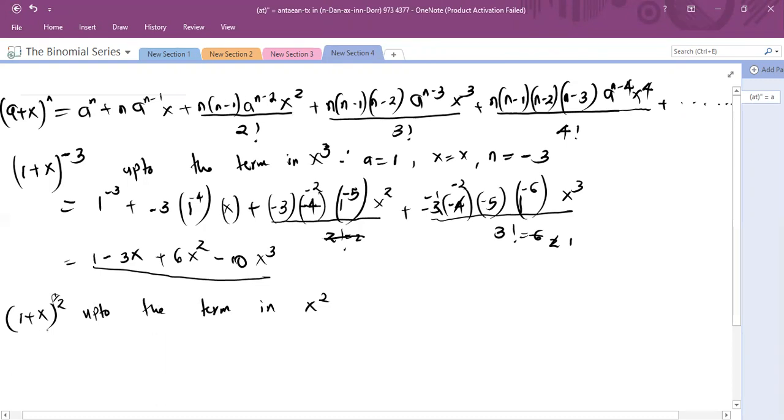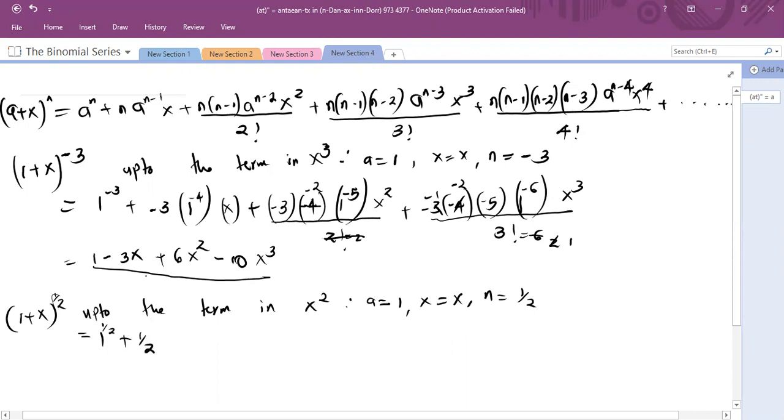Now, let's relate it to our formula. Our a will be equal to 1. Our x will correspond to x in this question, and our n in this case is a half. Now let's replace the values in the formula. So a is raised to power n. We have 1 raised to power a half, plus n, which is a half.